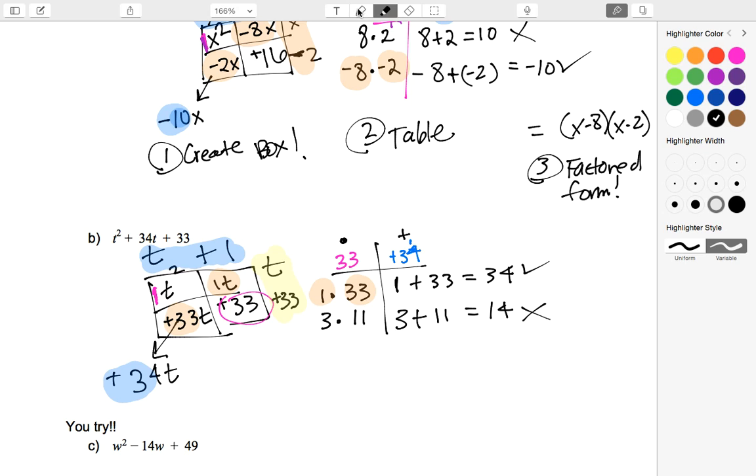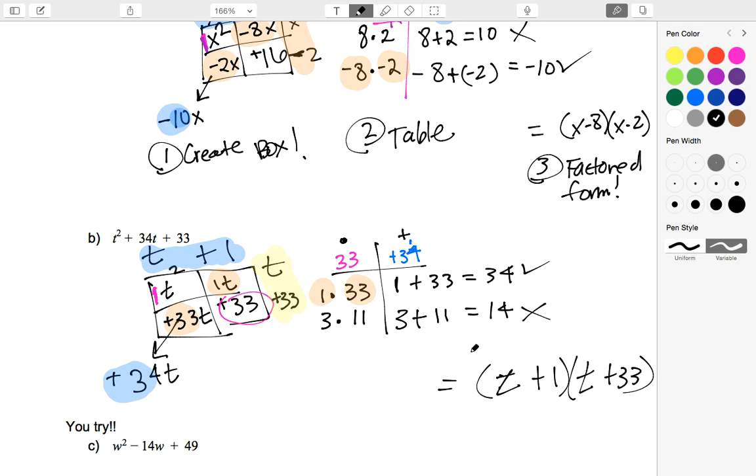So that is my last and final step, making sure my answer is in factored form. So I have a t plus 1 and a t plus 33. That's my answer. Eventually, this box method and this t-chart will be your scratch work that you'll do on the side, and at the very end, you'll have your factors as your final answer.